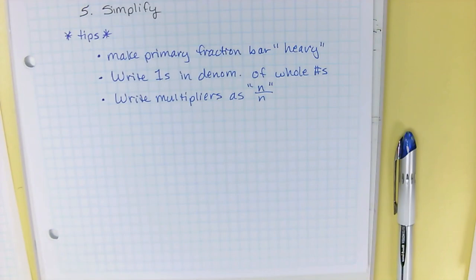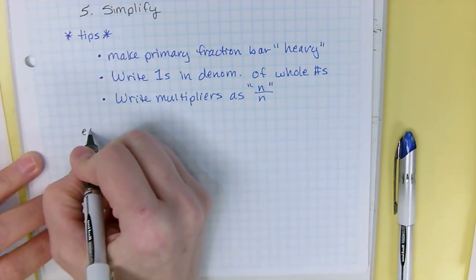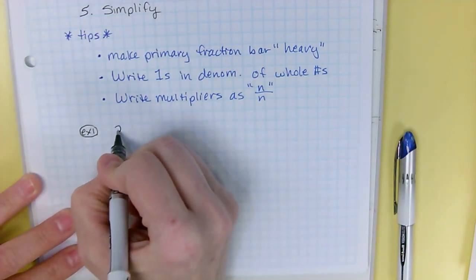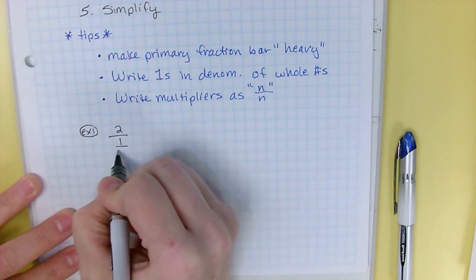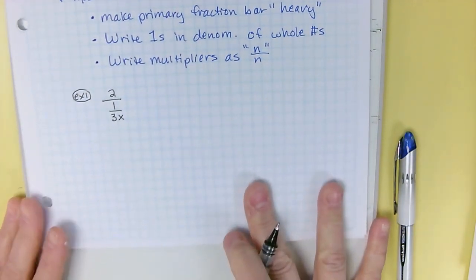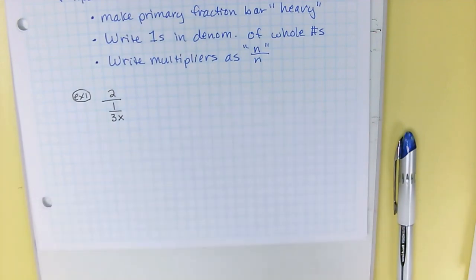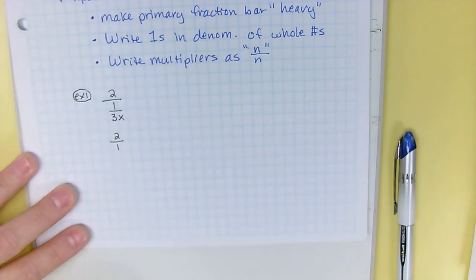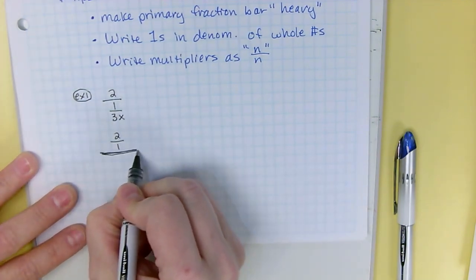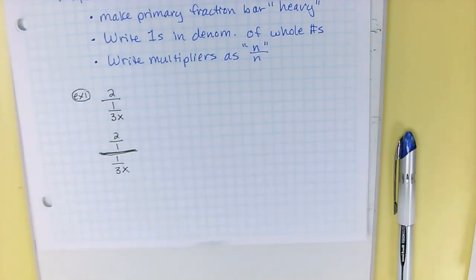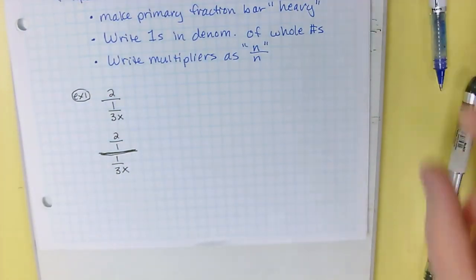Okay, so what we're going to do is I'm going to start with an easy example, and then we're going to go more challenging. So we're going to start with a really straightforward one, which is 2 over 1 over 3x. Okay, so using the suggestions, the tips, let's put 2 over its invisible 1, make a nice big heavy fraction bar, and then put the 1 over 3x under it. This way you can see what's on bottom and what's on top.